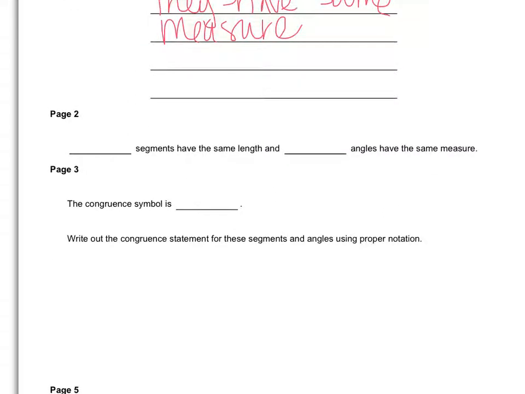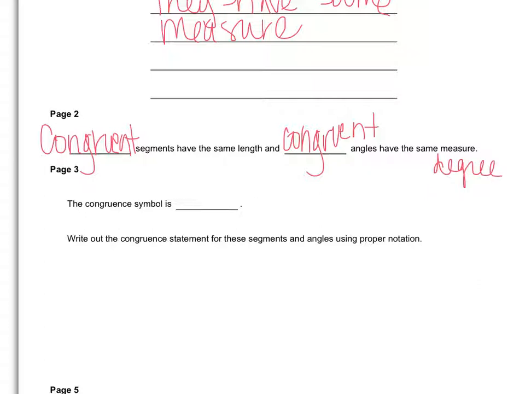So it says that congruent segments, so congruent line segments, have the same length, and congruent angles have the same measure. They have the same degree. The symbol for congruent is kind of like the equal sign. So it's equal, and then it has a squiggle line above it.